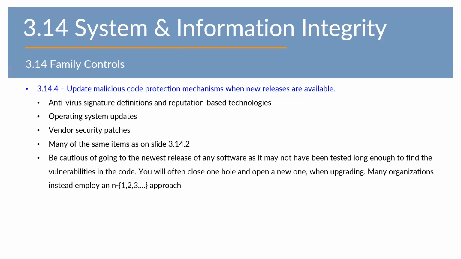Updating malicious code protection mechanisms is pretty cut and dry in most cases nowadays. Antivirus signatures typically update on their own or are pushed from a console when they're a managed service at an enterprise level. But some products don't rely on signatures. Some are reputation based, some are mathematical algorithms. So what you're really looking for here is, are my agents and my technologies and my signatures up to date? Is the operating system patched and up to date? My vendor security patches, are they applied?